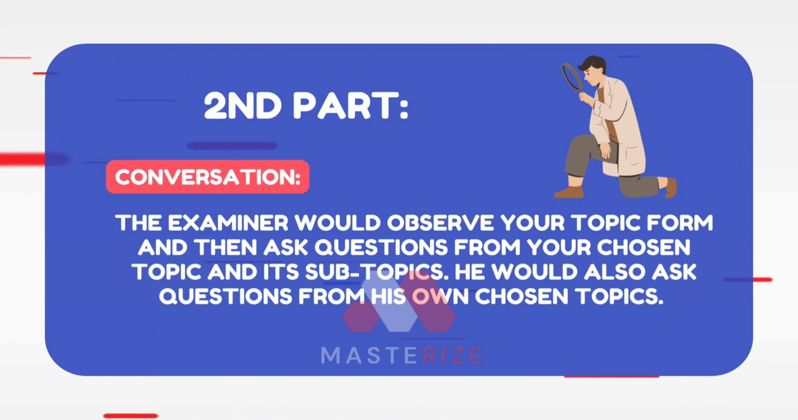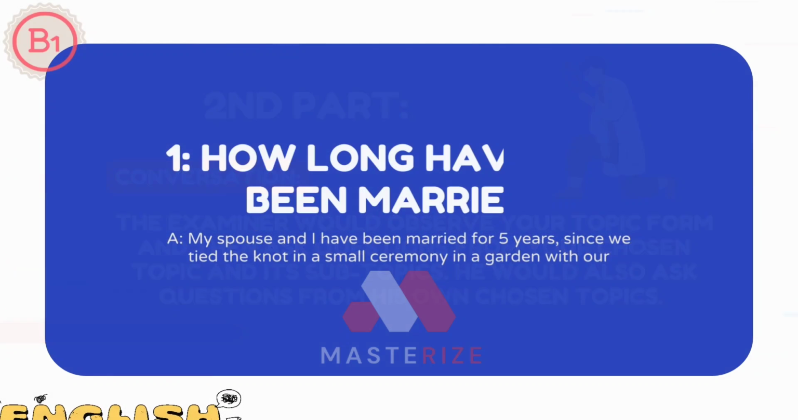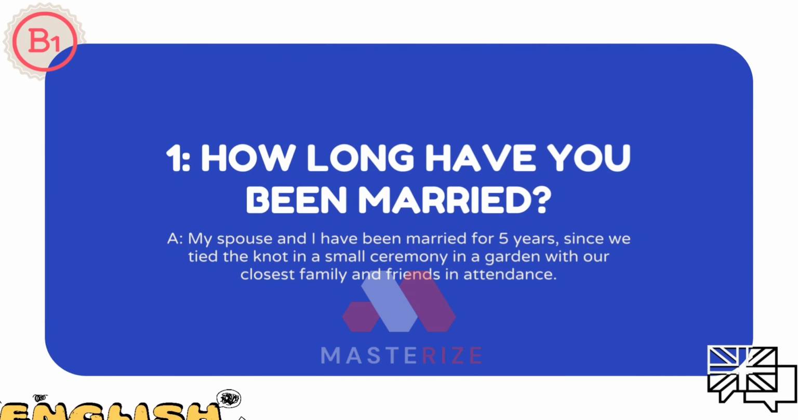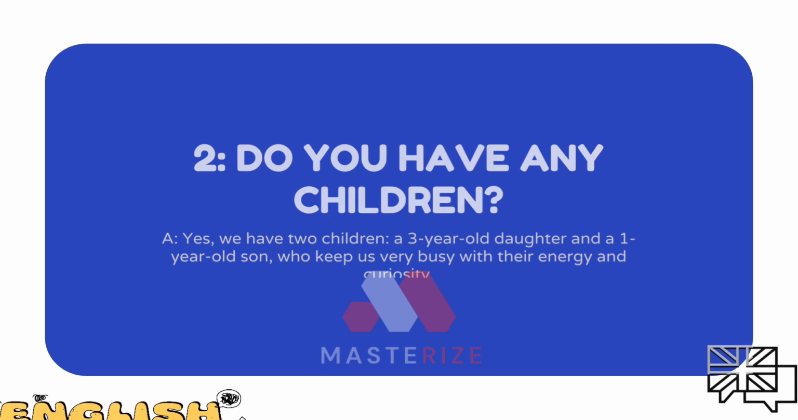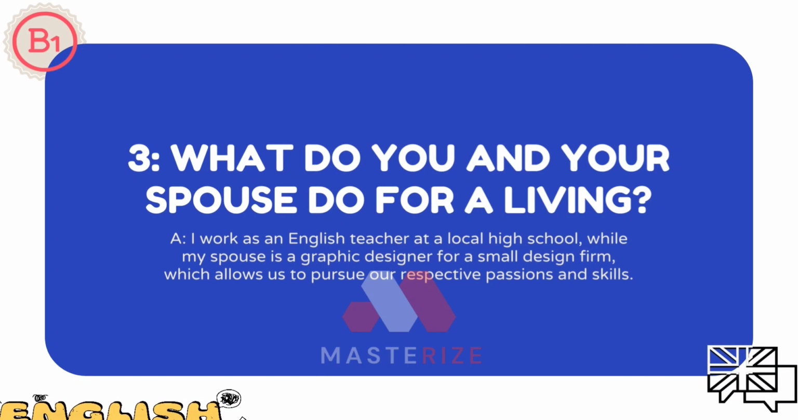Some of the questions that an examiner might ask are, how long have you been married? My spouse and I have been married for 5 years, since we tied the knot in a small ceremony in a garden with our closest family and friends in attendance. Do you have any children? Yes, we have 2 children, a 3-year-old daughter and a 1-year-old son, who keep us very busy with their energy and curiosity.